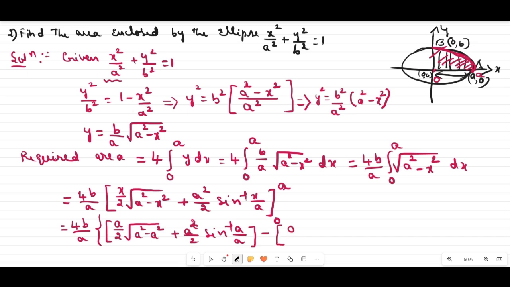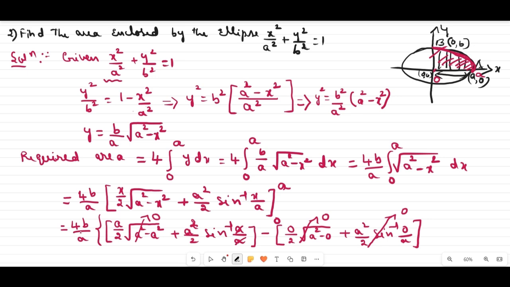The lower limit is 0: 0 by 2 into root of a square minus 0 plus a square by 2 into sine inverse of 0. Let us see which term becomes 0 first. A square minus a square means it is 0, so that becomes 0. A by a gets cancelled, you will get 1. Here, 0 into anything is 0, so this term becomes 0. Sine inverse 0 is 0. So the whole term becomes 0.